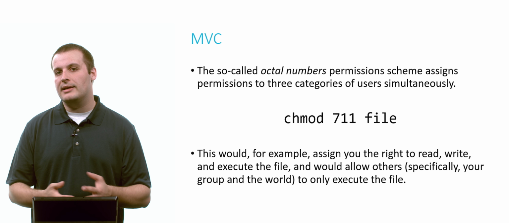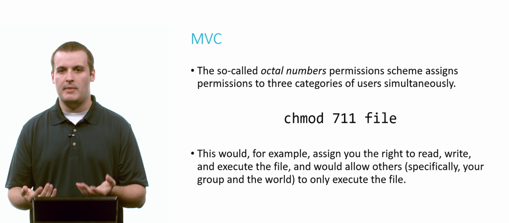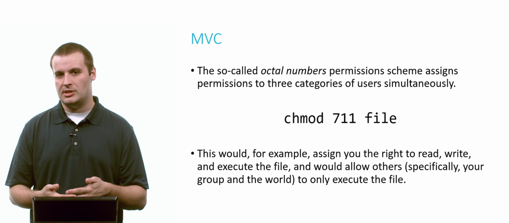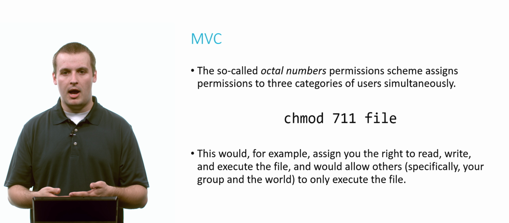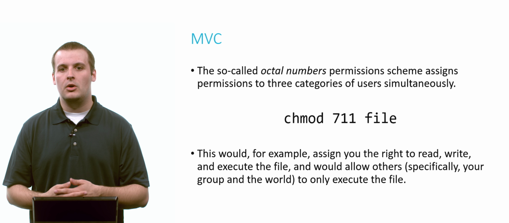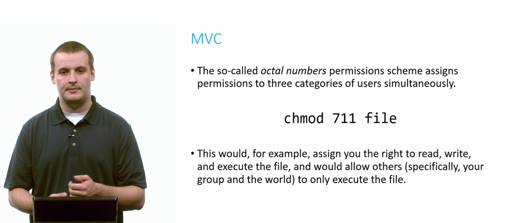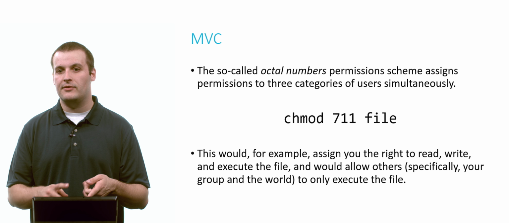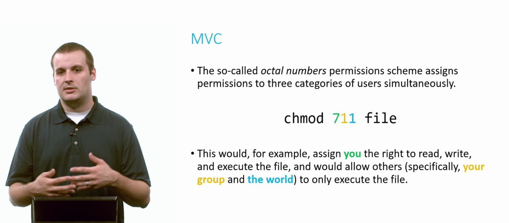So there's two different ways that permissions are usually applied using chmod. The first is called the Octal Numbers method. This usually applies permissions to 3 different categories of users at the same time. So chmod 711 file would allow you the right to read, write, and execute your file. It would allow others, specifically your group and the world, to only execute the file. That's what this translates to.